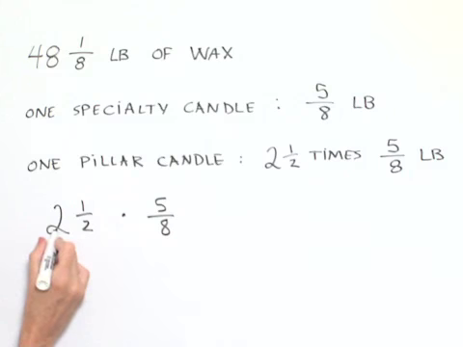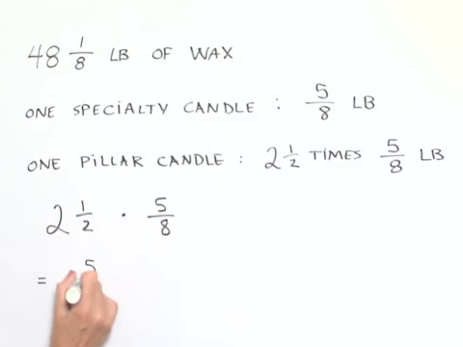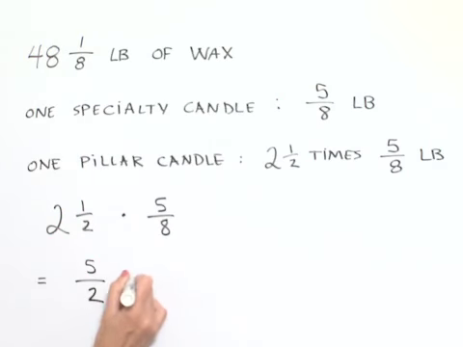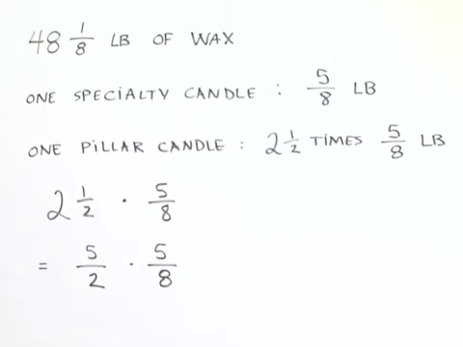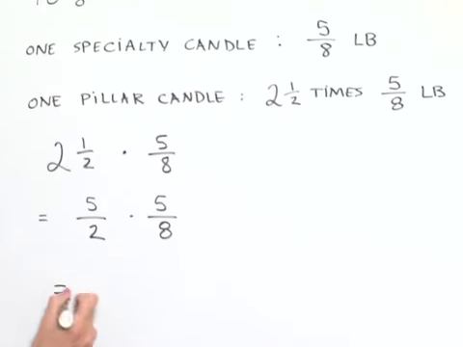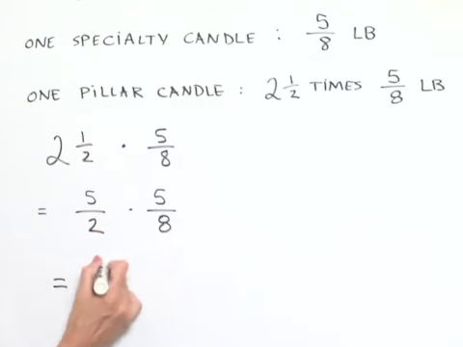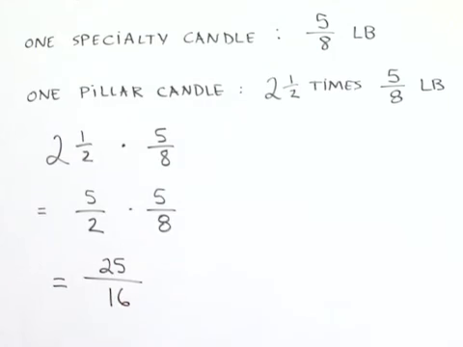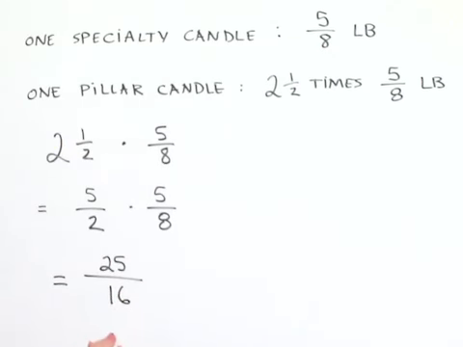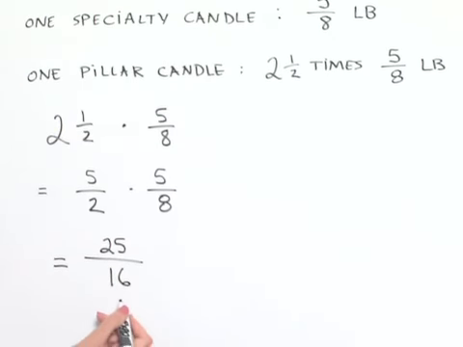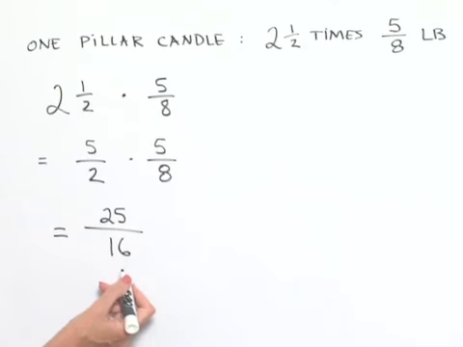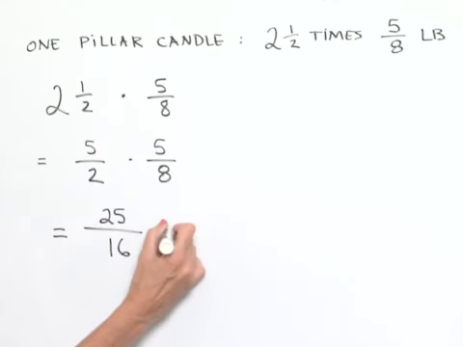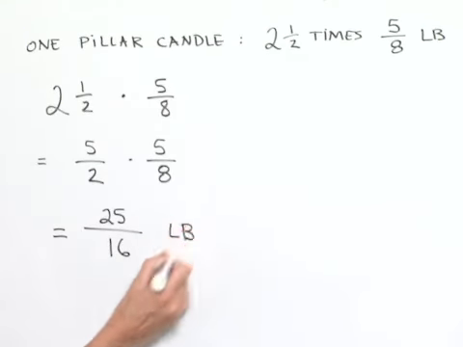We'll have 2 times 2 is 4 plus 1 is 5. So that gives us 5/2 multiplied times 5/8. There are no common factors, so to multiply fractions, we multiply the numerators together, which gives us 25 in our numerator, and multiply the denominators together, 2 times 8 gives us 16. Now, this is the result if we leave it as an improper fraction. So it's going to require, for one pillar candle, 25/16 pounds.